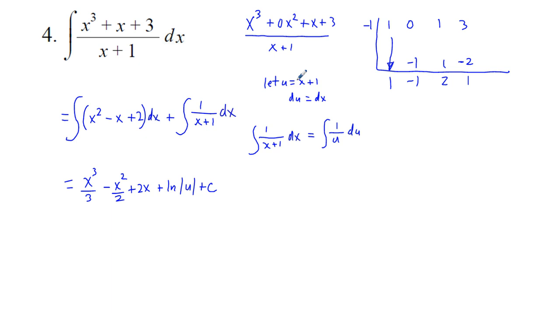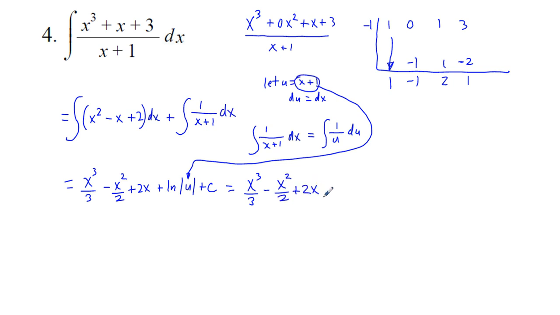And then as a final step, we're going to take this value of u, x plus 1, and plug it in here for this u in the absolute value brackets. So we have, as our final answer, x cubed over 3 minus x squared over 2 plus 2x plus the natural logarithm of the absolute value of x plus 1 plus c. And there we have it.